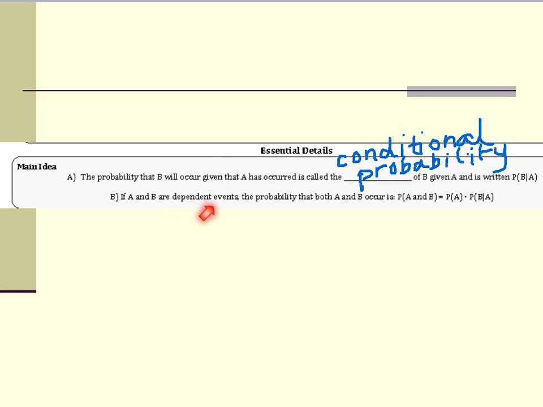So if A and B are dependent events, the probability that both A and B occur, so that's the probability of A and B, is the probability of A times the probability of B given A.